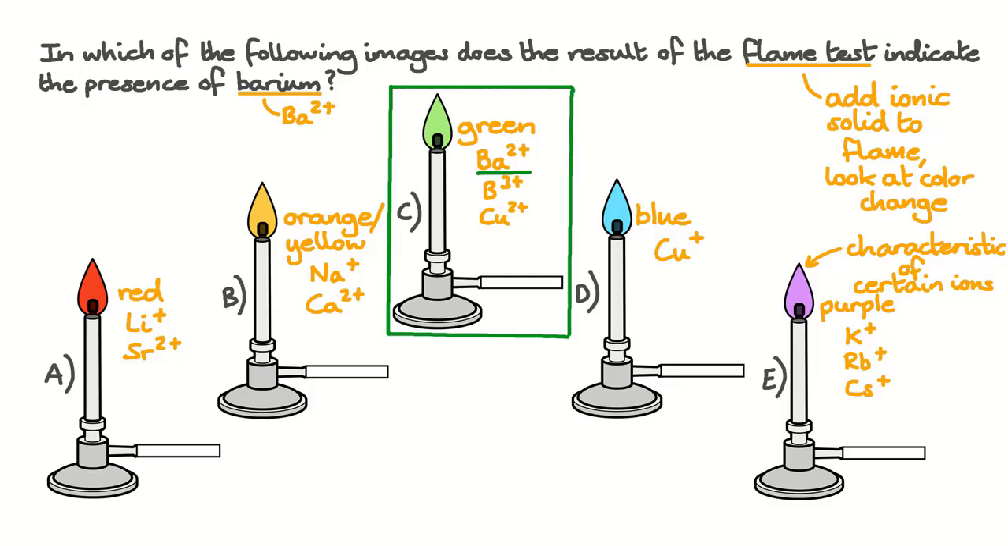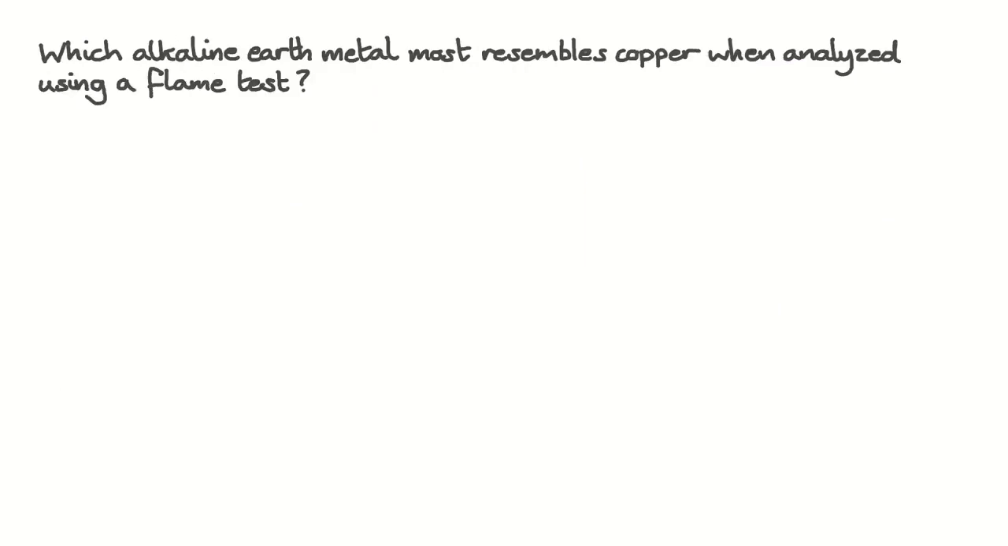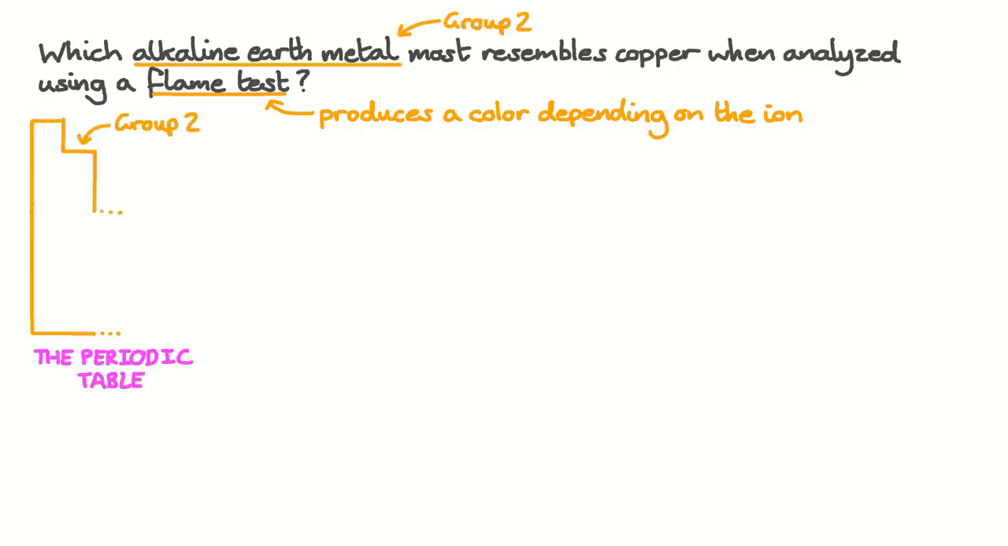Now that we've looked at a visual example, let's look at one that requires more memory. Which alkaline earth metal most resembles copper when analysed using a flame test? A flame test produces a colour depending on the ion. The alkaline earth metals are otherwise known as Group 2 on the periodic table.